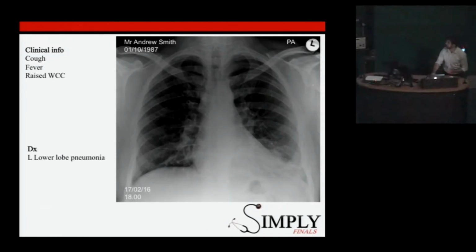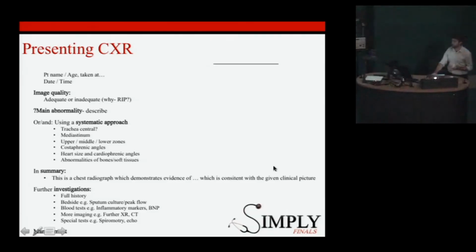So in this one, they gave you a clinical scenario of a cough, fever, and raised white cell count. So this would go along with the pneumonia, wouldn't it? So you can say either it does correlate, and for OSCEs, make sure it does correlate, because they're not going to throw something that doesn't correlate. So this is consistent or correlates with the clinical picture.